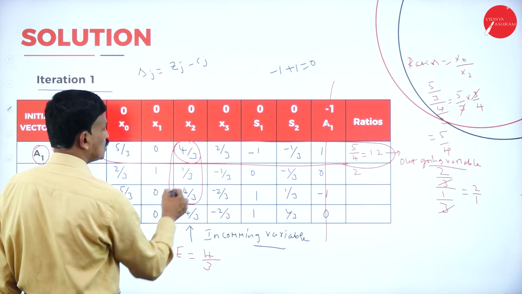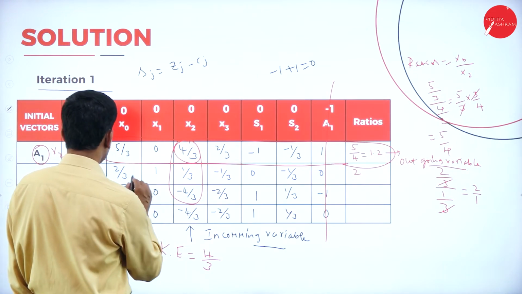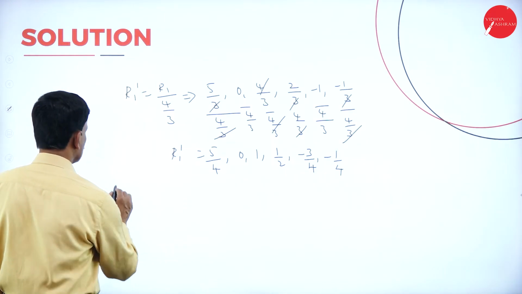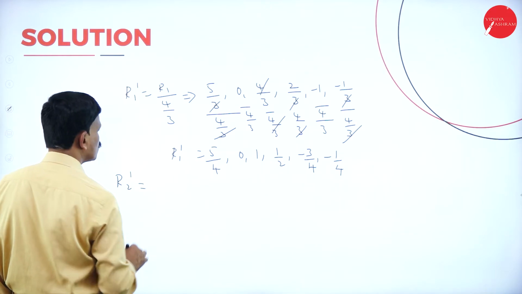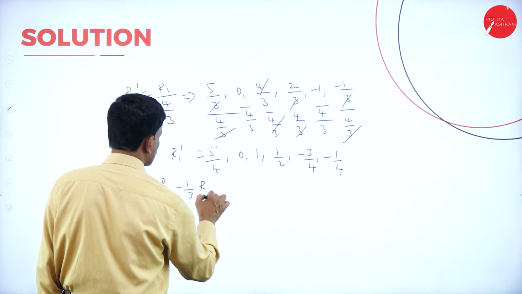Now let us come to the next one. Convert this 1 by 3 as 0. For this, the operation we are going to use is R2 dash is equal to R2 minus 1 by 3 times R1.